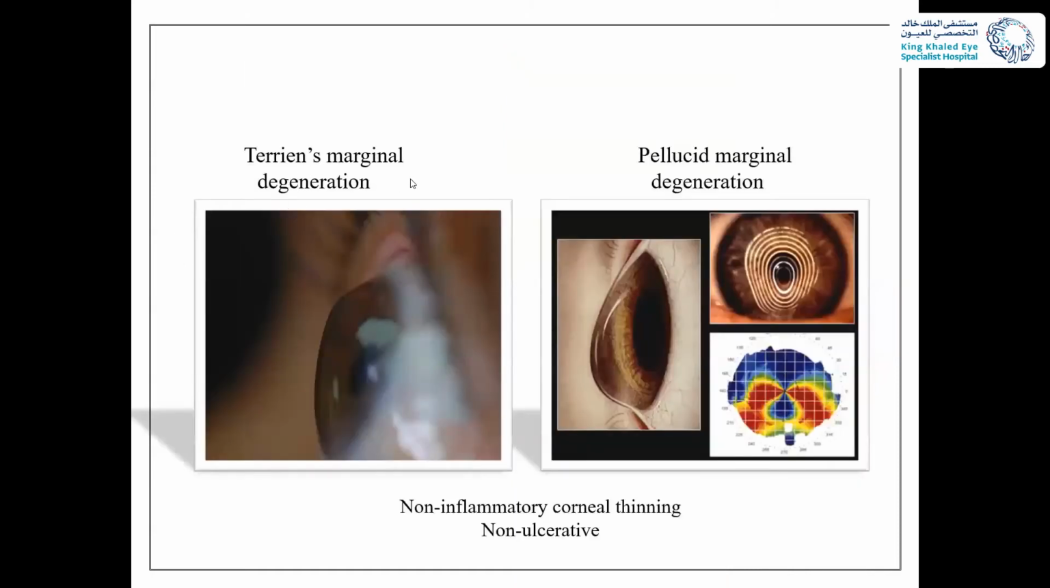There are two entities that have been mislabeled as PUKs: Terrien marginal degeneration and pellucid marginal degeneration. These two entities are not and should never be labeled as PUK because they don't meet the criteria. The criteria are the absence of the epithelium, which is not the case here, presence of stromal infiltration, which is not the case, with stromal melting, which is also not present. These are non-inflammatory and non-ulcerative corneal thinning.